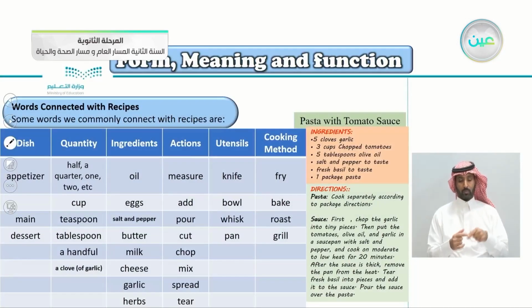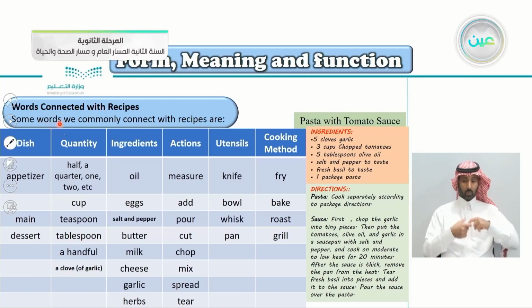Continuing with our lesson here, words connected with recipes. Those of you who like to cook will like this lesson now. Some words we commonly connect with recipes are, let's take the dishes first. We have the appetizer. This is at the beginning of the meal, like soup, for example. Then we have the main dish. Then we have the dessert, the sweets here. So appetizers, main dish, and dessert.